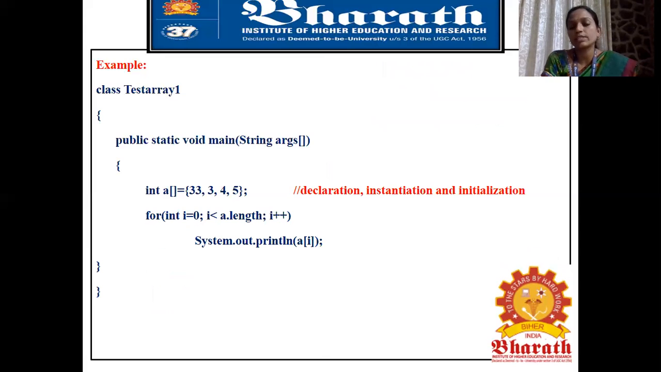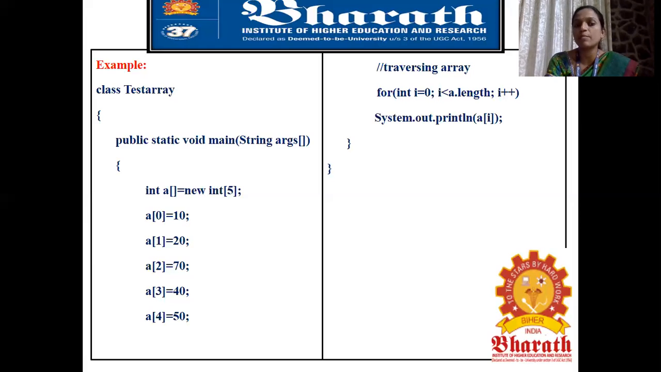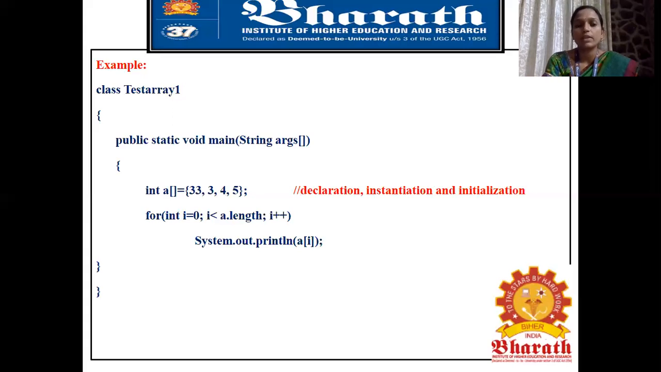Actually, we will see one more example. In the previous example, we gave the values separately: a of 0 is equal to 10, a of 1 is equal to 20, a of 2 is equal to 30, a of 3 is equal to 40. But in the second example, we have the class named class TestArray, public static void main string arguments.